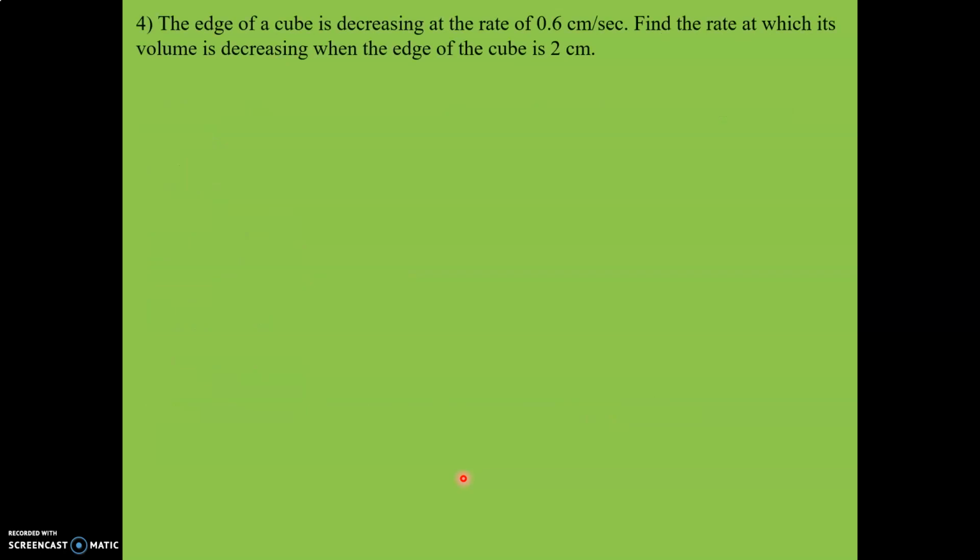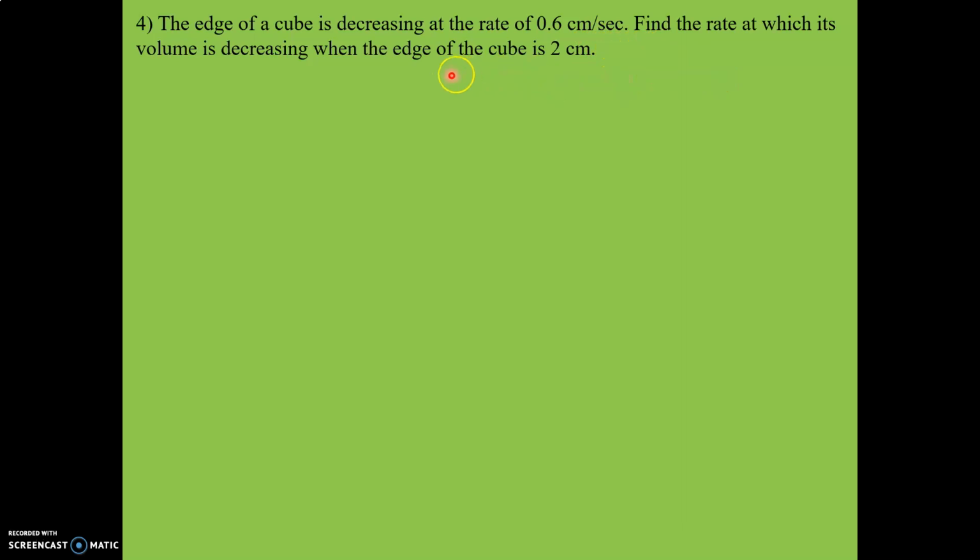Next question is, the edge of a cube is decreasing at the rate of 0.6 centimeter per second. Find the rate at which its volume is decreasing when the edge of the cube is 2 centimeter. So the edge of a cube is given, so we can consider that as small letter a. It is given that the edge of a cube is decreasing, so whether it is increasing or decreasing, we will consider the rate of change as a derivative. So da upon dt is given as 0.6 centimeter per second.